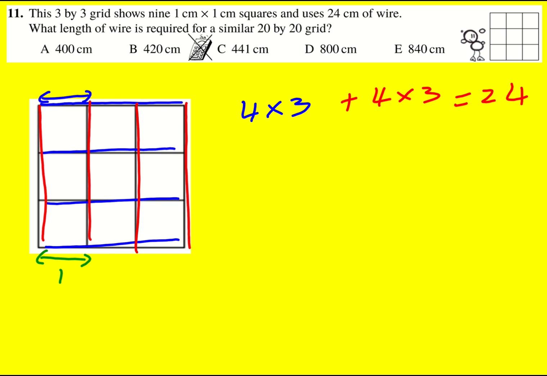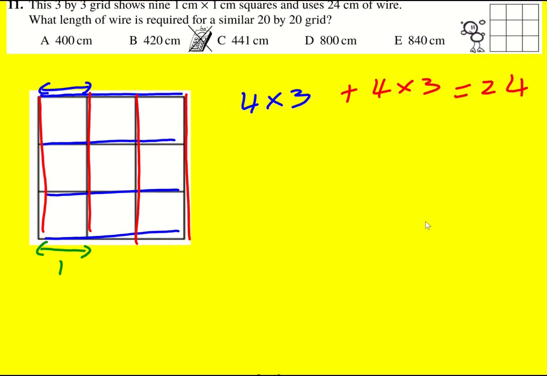Now, we can see that in a 3 by 3 grid, you get an extra 1. You don't get 3 lots of 3, you get 4 lots of 3. So in a 20 by 20 grid, you don't want to be drawing this. I have had somebody complete this question by drawing it. You can do that, but you don't need to. Instead, let's think about it.